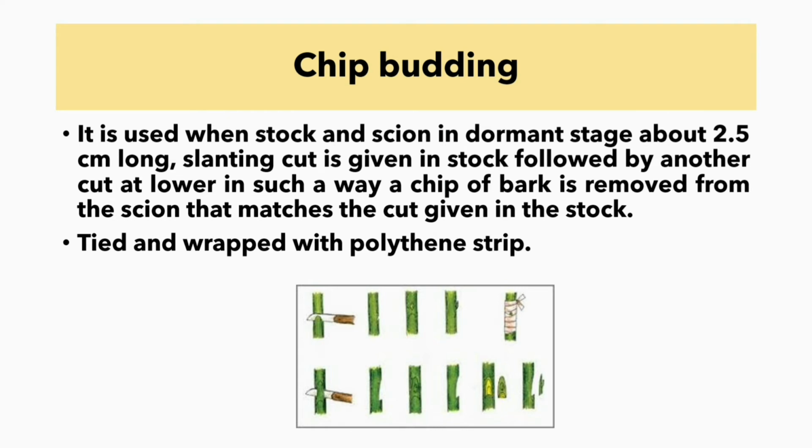About 2.5 cm long, a slanting cut is given in the stalk, followed by another cut lower down in such a way that a chip of bark is removed from the scion that matches the cut given in the stalk. At last we have to tie and wrap with a polythene strip.